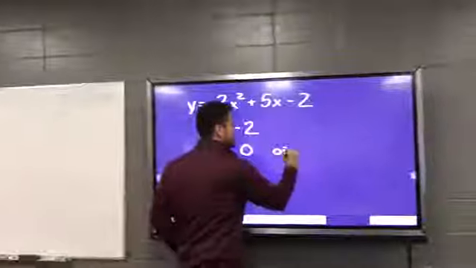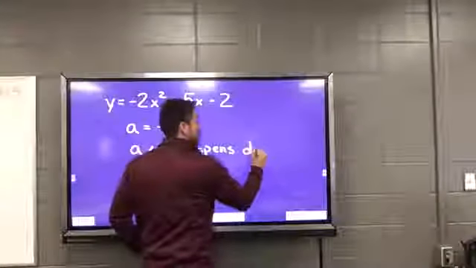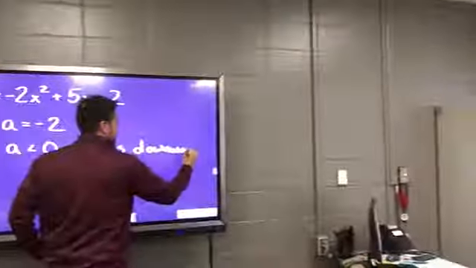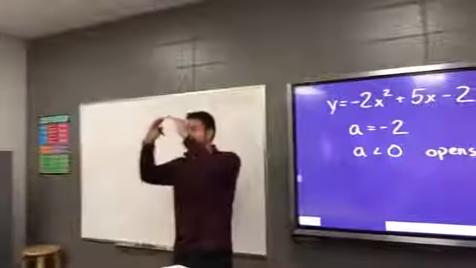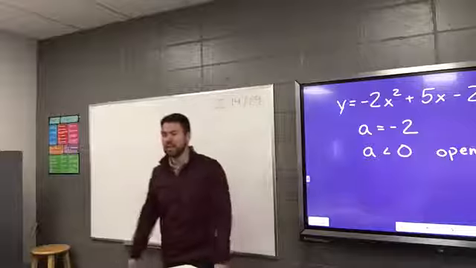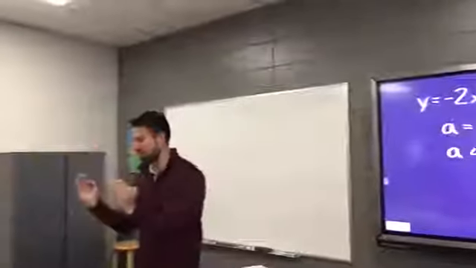Okay, so it opens downward automatically. Just by looking at the equation, it opens downward. It's going to be the N shape or the arch, however you want to say it. It's going to open downward.